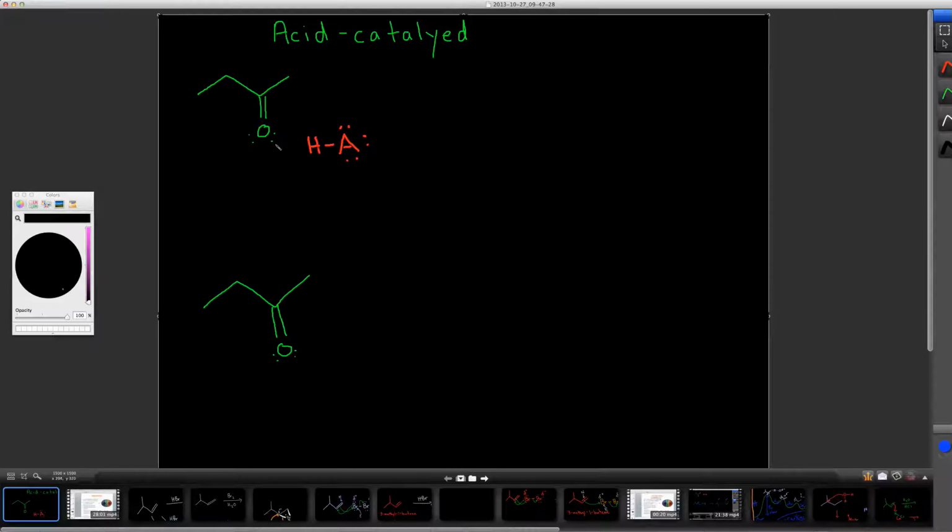So the carbonyl oxygen and one of its lone pairs acts as the best nucleophile. Of course, our acidic proton is our best electrophile, and we'll have heterolytic bond cleavage. Our conjugate base is expelled. And of course, this is an isolable intermediate.